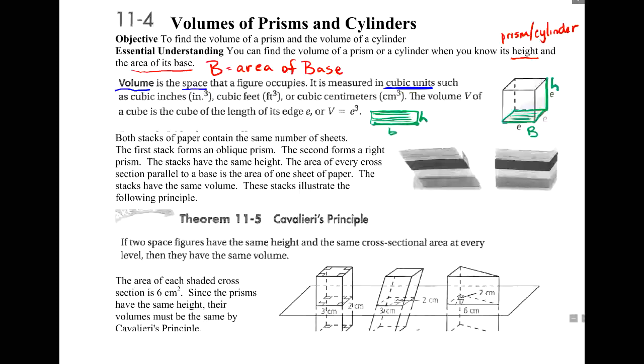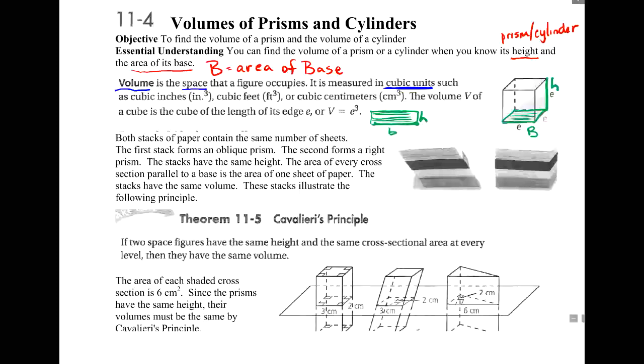Now, if we look at our two stacks of paper here, we see that both stacks have the same number of sheets, and you recognize that the one on the right is a right prism, and the one on the left is an oblique prism. Now, we only dealt with right prisms when we were doing surface area because they were much nicer. But think about this. We have a nice, neat stack of papers, and we tilt them over.